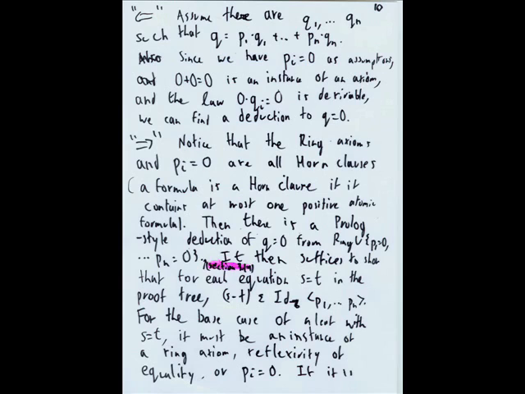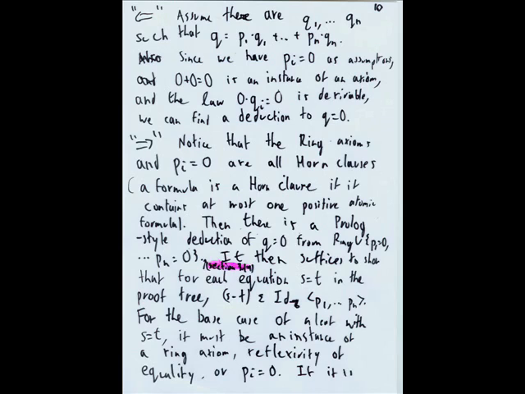a Horn clause. So then we also know from section 3.14 that there is a Prolog-style deduction of Q equals 0 from ring union P1 equals 0 up to Pn equals 0. So that's the tree-style deduction that we see in that chapter. So it then suffices, because we like to have a deduction structure.